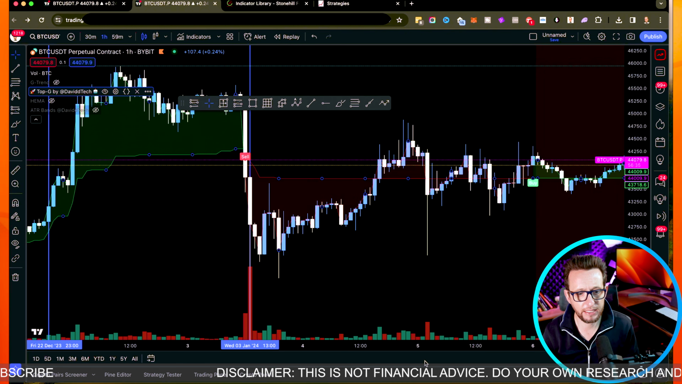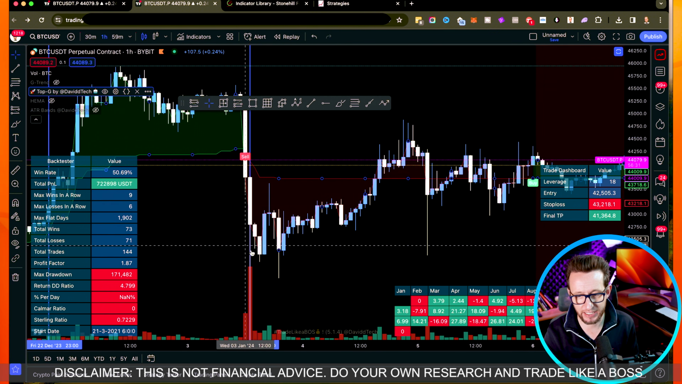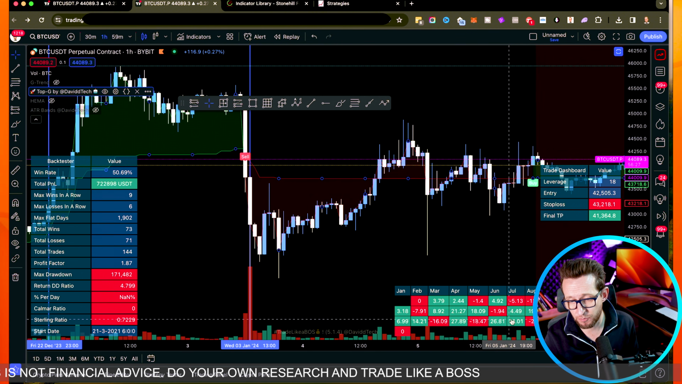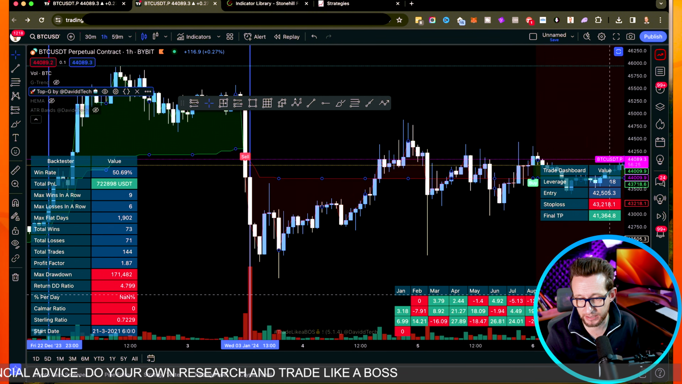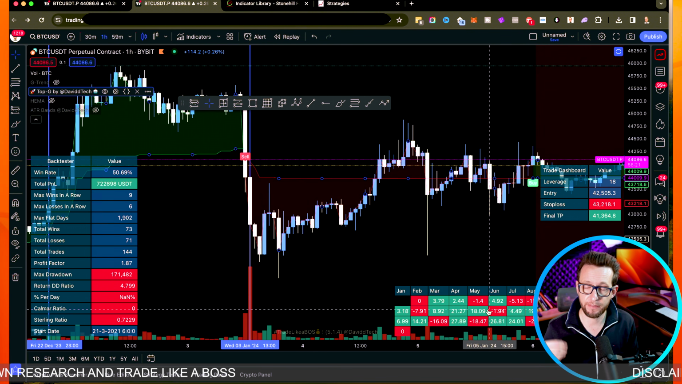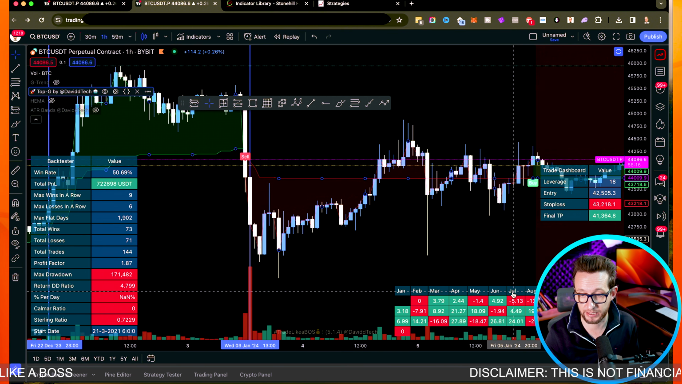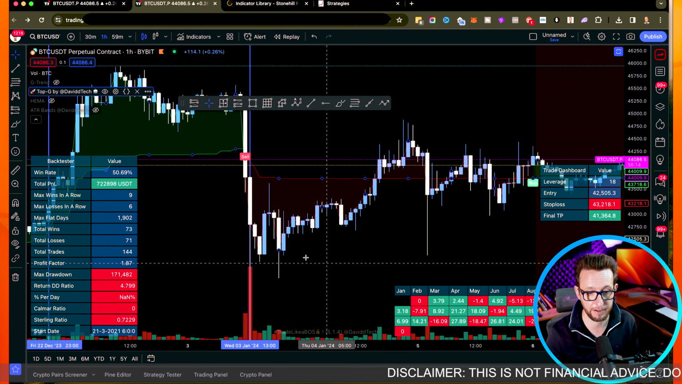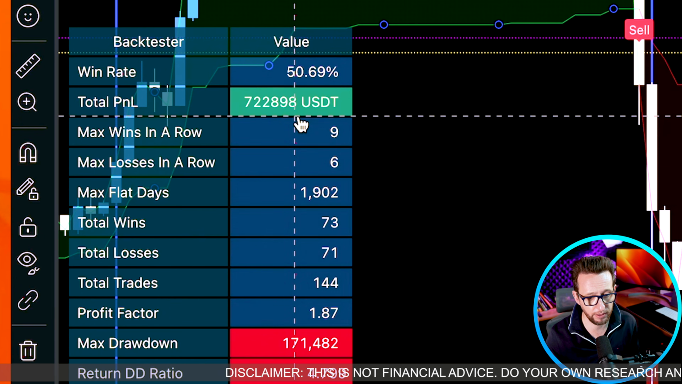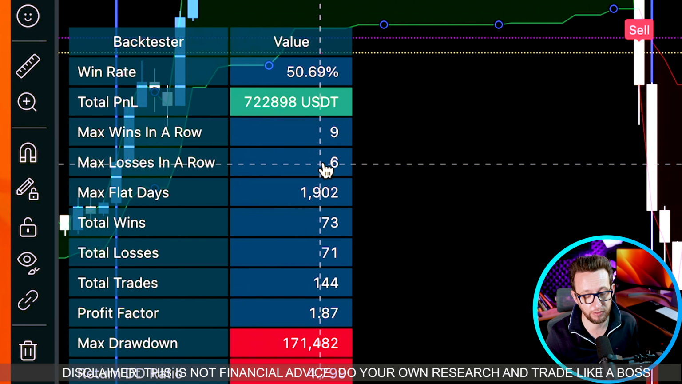Okay, drum roll please. Here we go. Here is the top 3 trading strategy and its backtesting results. As you can see, there are some red months and green months. We're mixed between the two, which can be quite healthy as well, because if you're diversifying as well, you can't expect every trading strategy to be a winner every month. We have a win rate of 50%, 51% almost. Max wins in a row was 9, max losses in a row were 6.